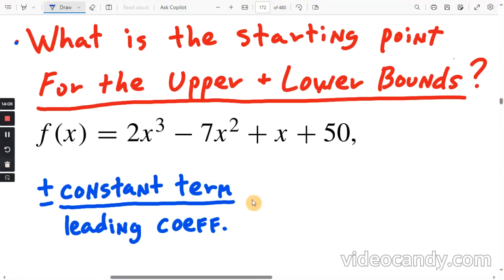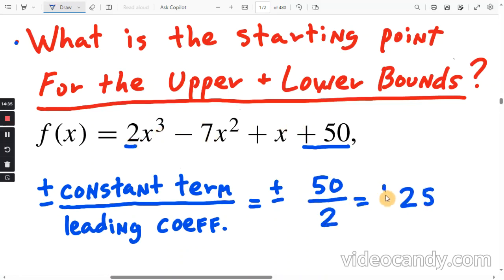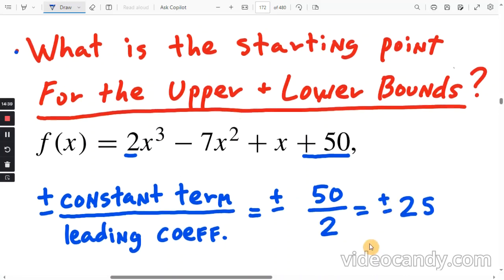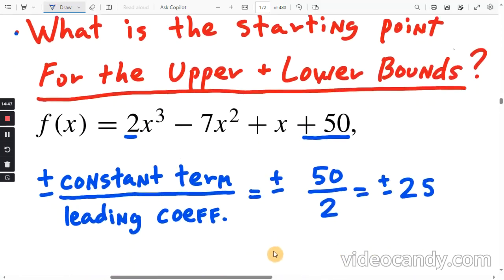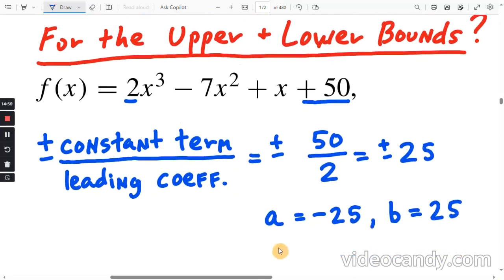All right, so the constant term is the one with no variable. That is positive 50 in the numerator. Actually, we need to worry about positive or negative because we're doing both plus and minus anyway. And the denominator is the leading coefficient. You look for the greatest exponent. The coefficient is 2. So, of course, 50 divided by 2 is 25. And that's plus minus. All right. So, in the examples, I believe we use B as the upper bound and A as the lower. So, A is negative 25. And B is positive 25. All right, and that is the lower and the upper.